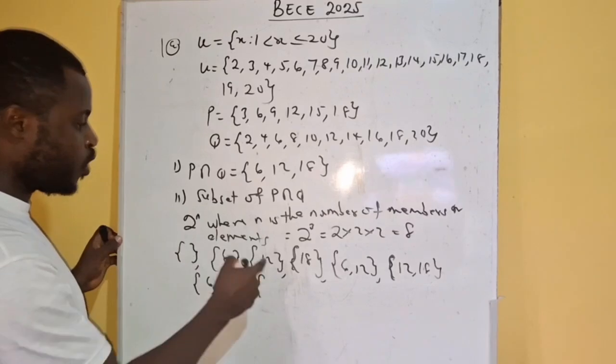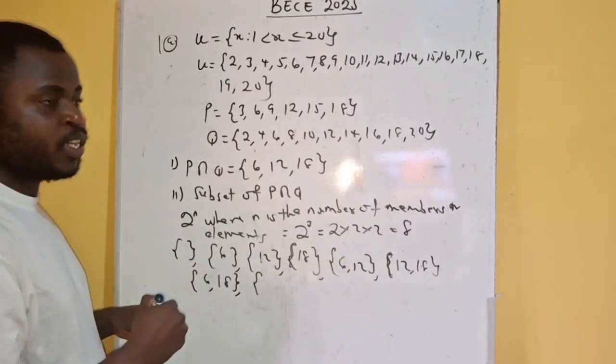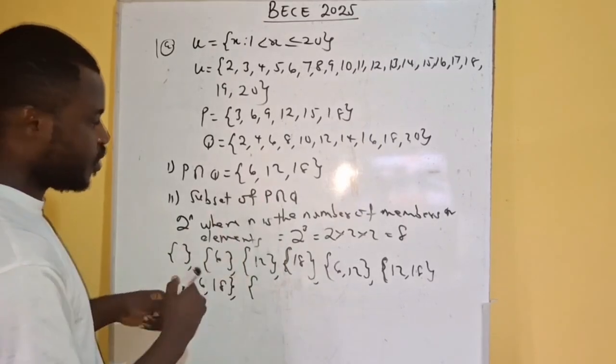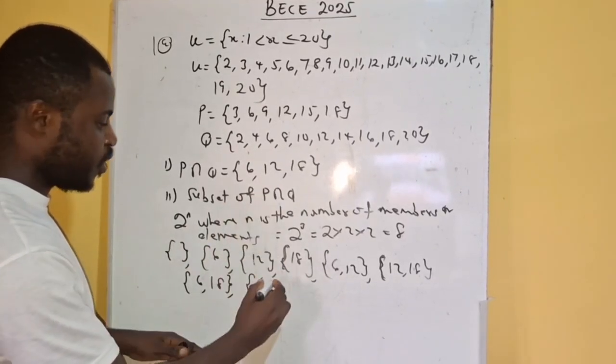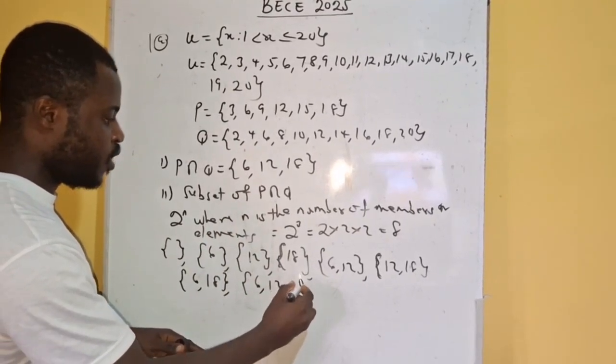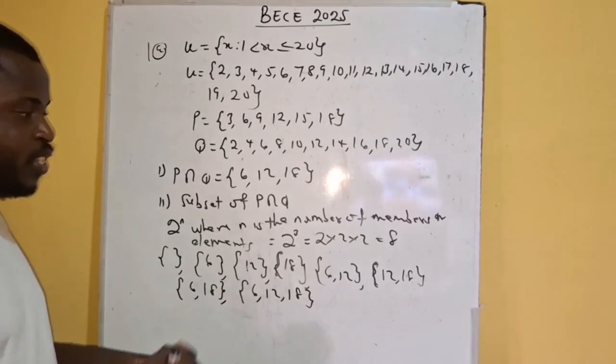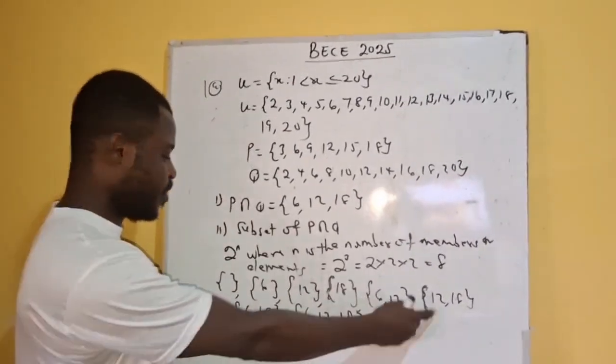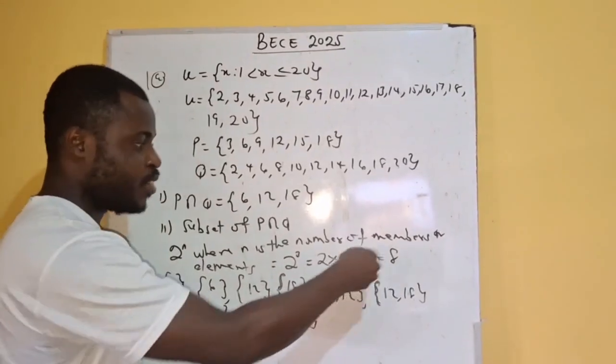Then we have 1, 2, 3, 4, 5, 6, 7. The last set, and every set is a subset of itself. So you repeat the set 6, 12, then 18. So these are the subsets you are going to get. So 1, 2, 3, 4, 5, 6, 7, 8. This makes this correct.